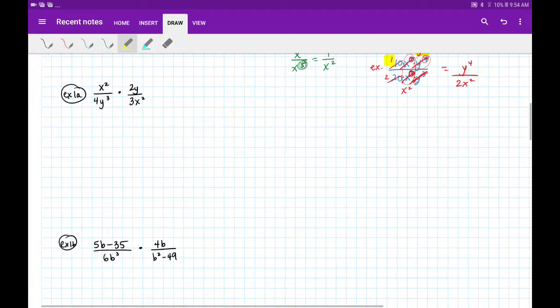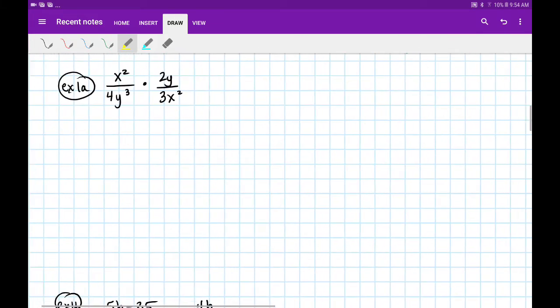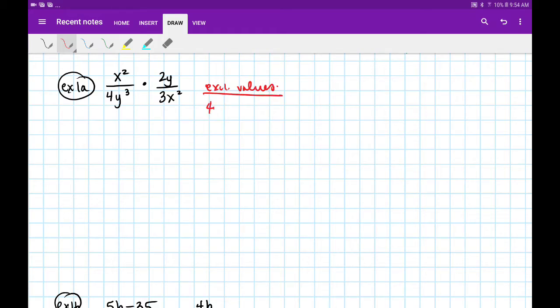Now we're going to put it to the test with our first example from today's notes. So on page 6, we're doing example 1a. We're going to multiply these two fractions, and then we'll simplify. But, as always, first we'll find our excluded values. So excluded values will set each denominator equal to 0 and solve. Well, y cannot equal 0.